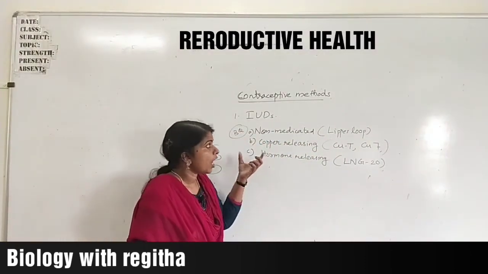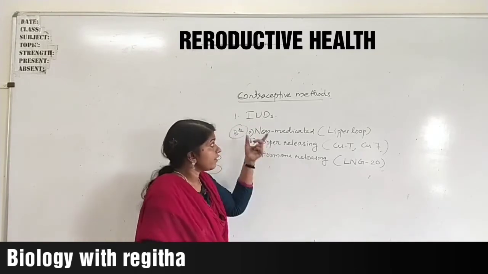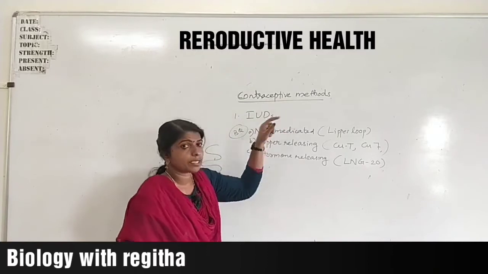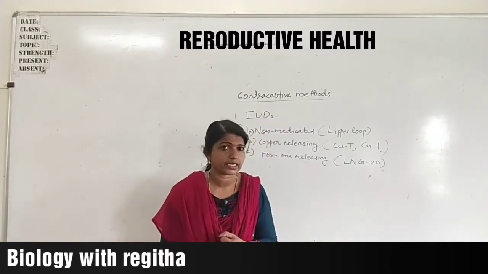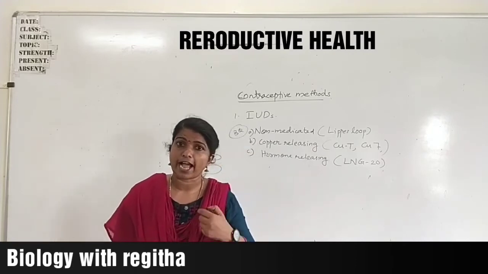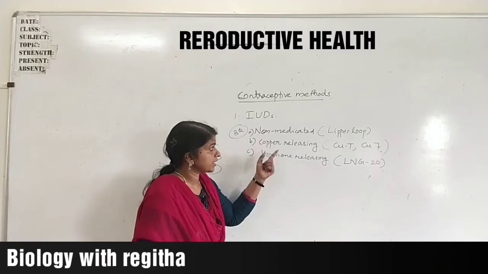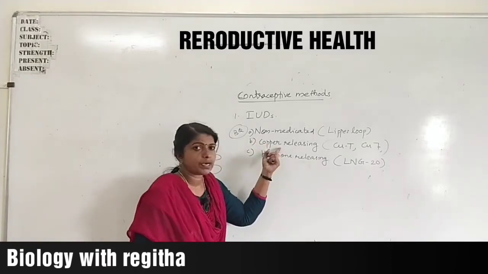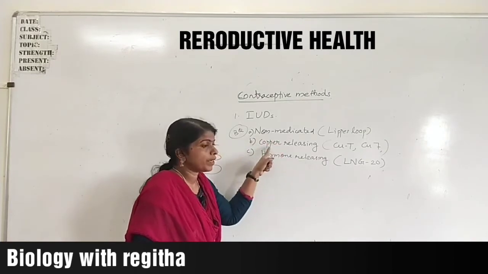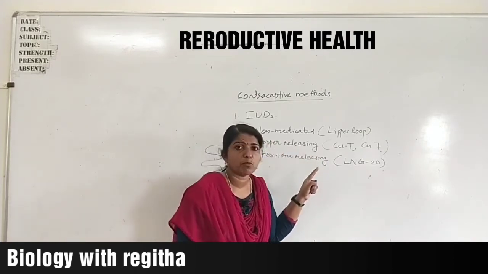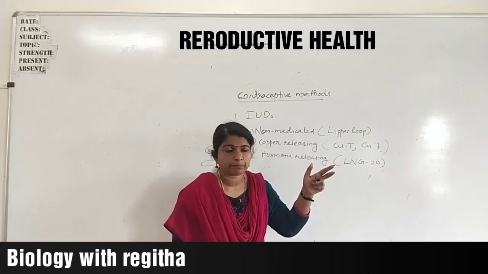Okay, so how do IUDs work? How can we use it as a contraceptive method? Because these are placed inside the uterus, it increases the phagocytosis of the sperms. And if it is a copper releasing IUD, the released copper ions reduce the motility of the sperm. So the sperms cannot move forward.